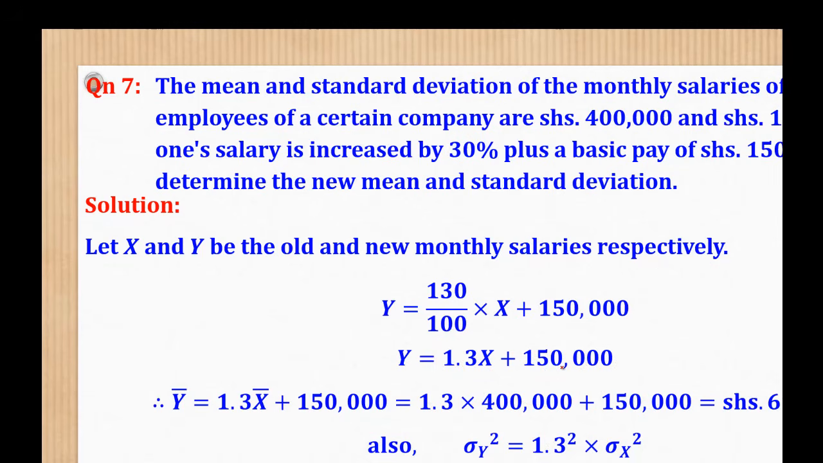But because they want standard deviation, we shall put square root on both sides. Then we shall come up with standard deviation of y being equal to 1.3 times standard deviation of x. And standard deviation of x was given 10,000. So that would be now the new standard deviation. And that's what they wanted.